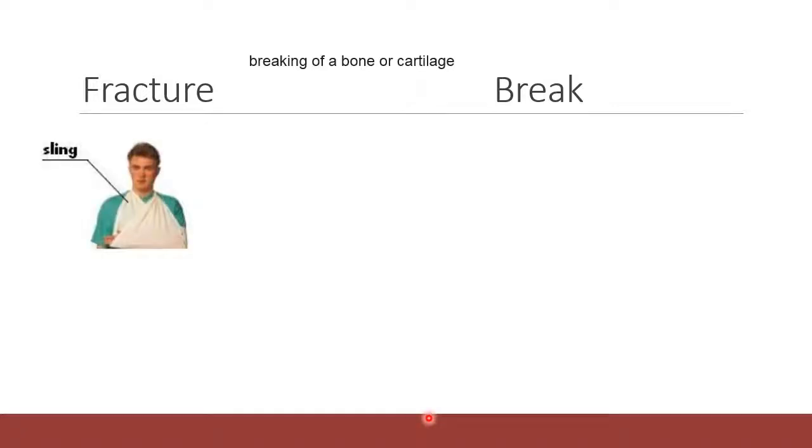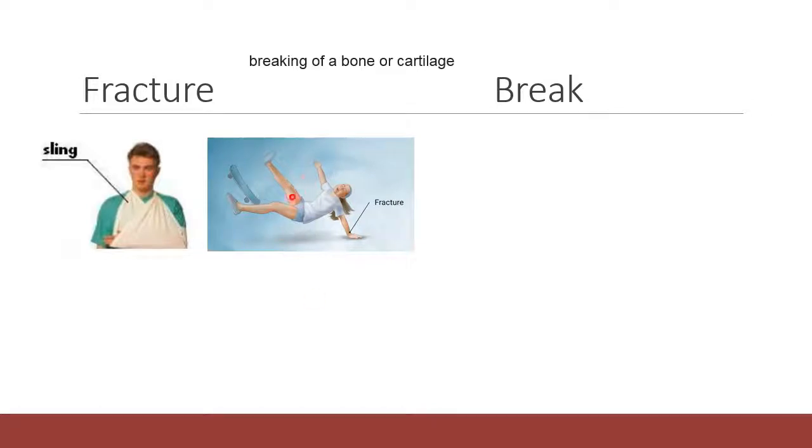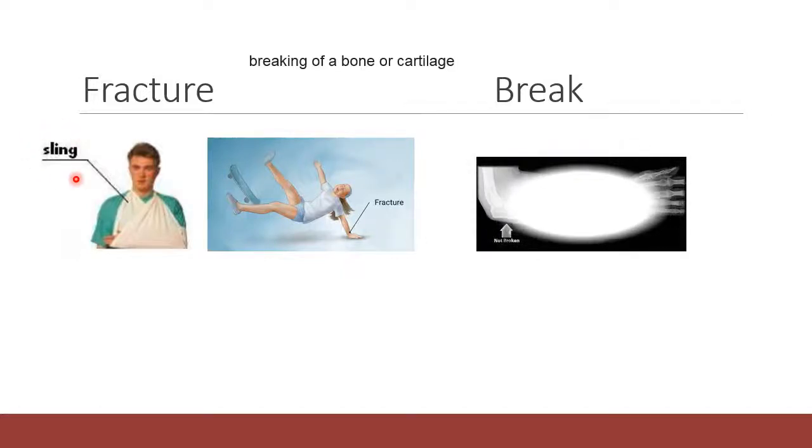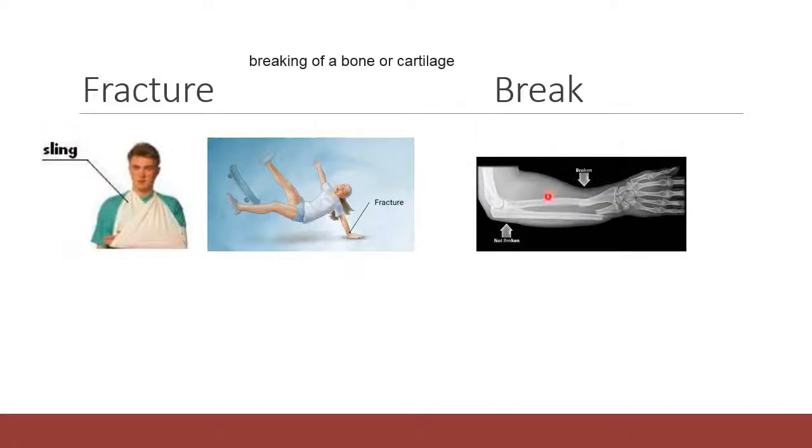The next two verbs are fracture and break. These two have the same meaning, breaking of a bone or cartilage. Here we can see a fracture, and the device that we use for a fracture is a sling. And here we can see in an X-ray how the bone looks when it's broken.